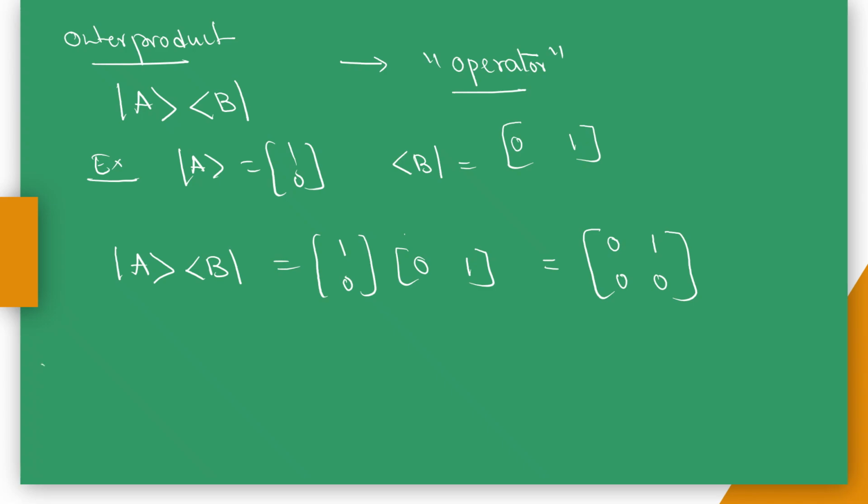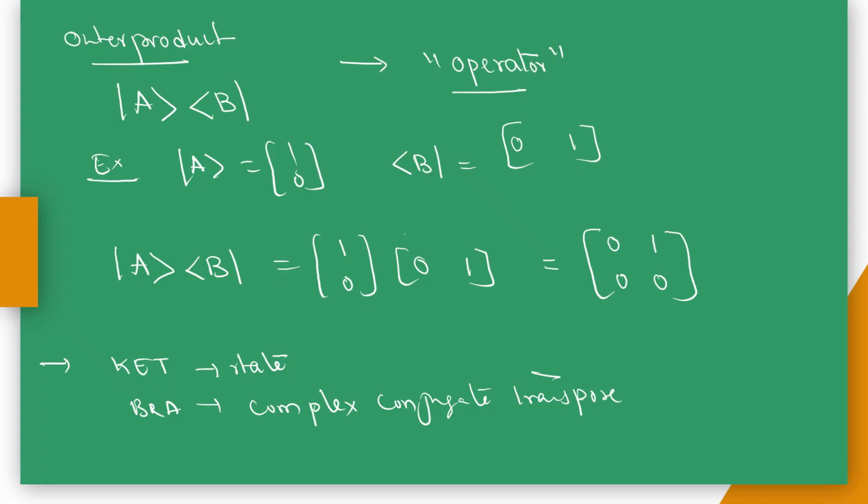So the final conclusion: the ket represents the state, the bra represents the complex conjugate transpose of the ket, the inner product always gives a scalar value, and the outer product gives the operator.